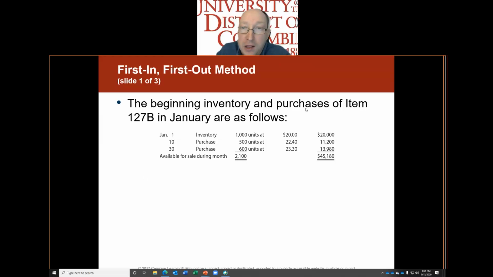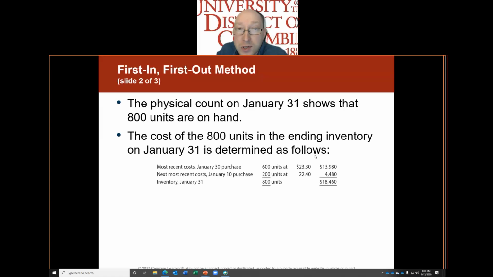Okay, the beginning inventory and purchases of this particular item in January are as follows. Here are the beginning inventory and purchases made, and the ending inventory for the month. Here are the costs for each one. Beginning inventory, $20, $22.40, $23.30. We can see the costs systematically rising in the purchases. First in, first out.